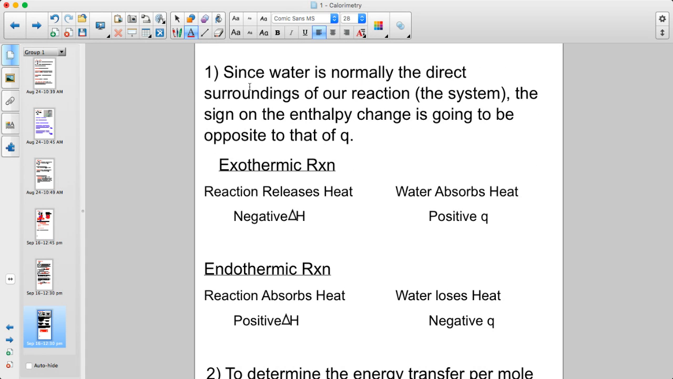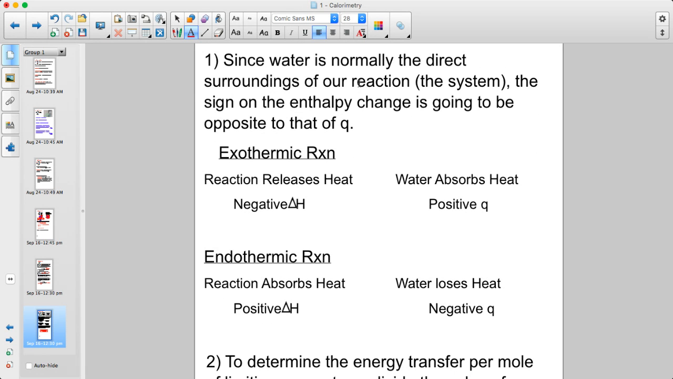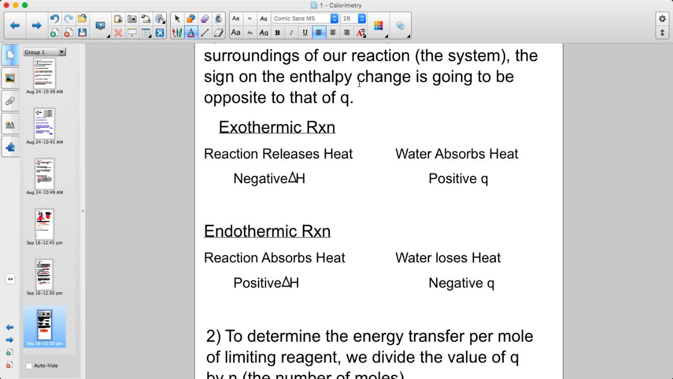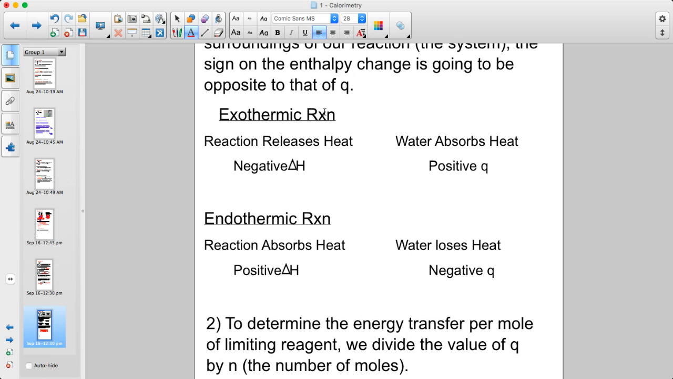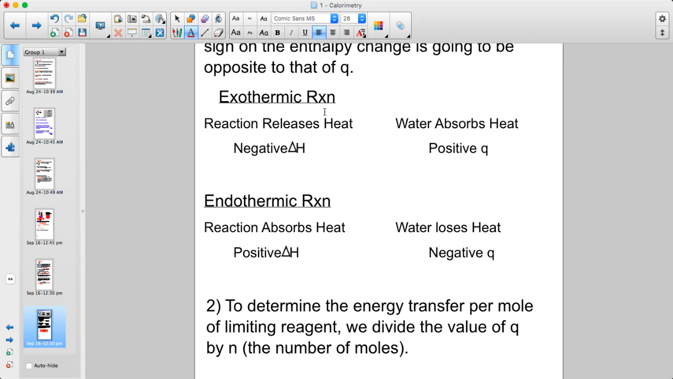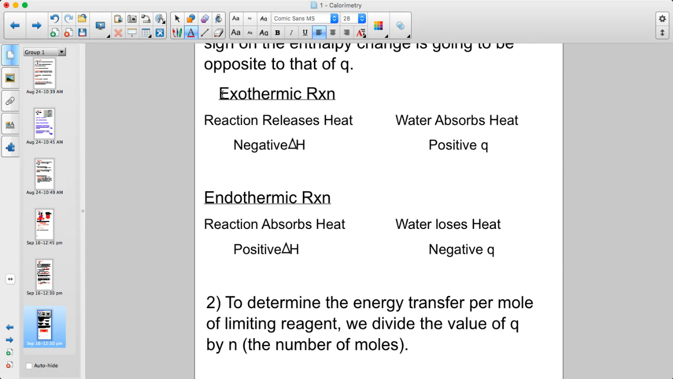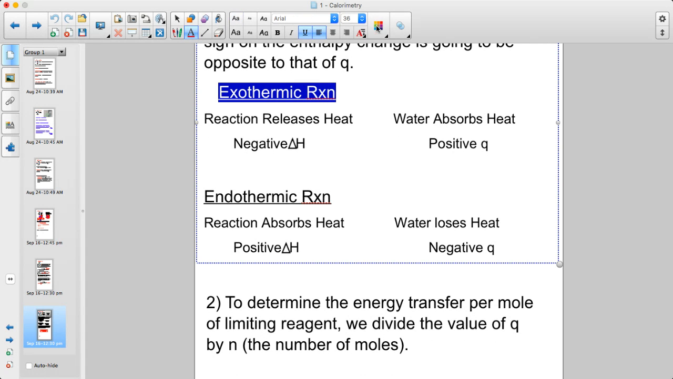So again, just walking through it, since water is normally the direct surroundings of our reaction, the sign on the enthalpy change is opposite to that of Q. So let me walk through that. If an exothermic reaction, we'll make it red, an exothermic reaction releases heat, right? So the reaction is actually losing energy.